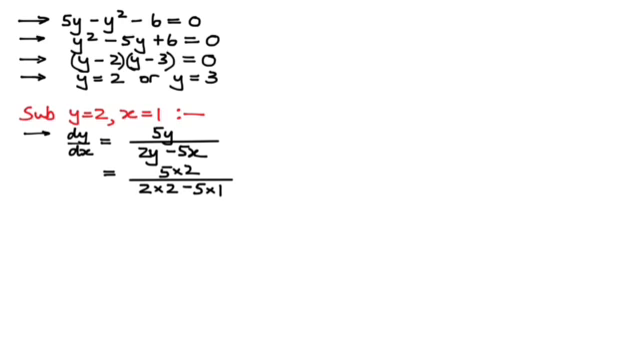There it goes, 5 times 2 over 2 times 2 minus 5 times 1, which gets us, what does it get us? 5 2's are 10, and that's 4 minus 5 on the denominator, that's minus 1. So the answer is minus 10, guys.